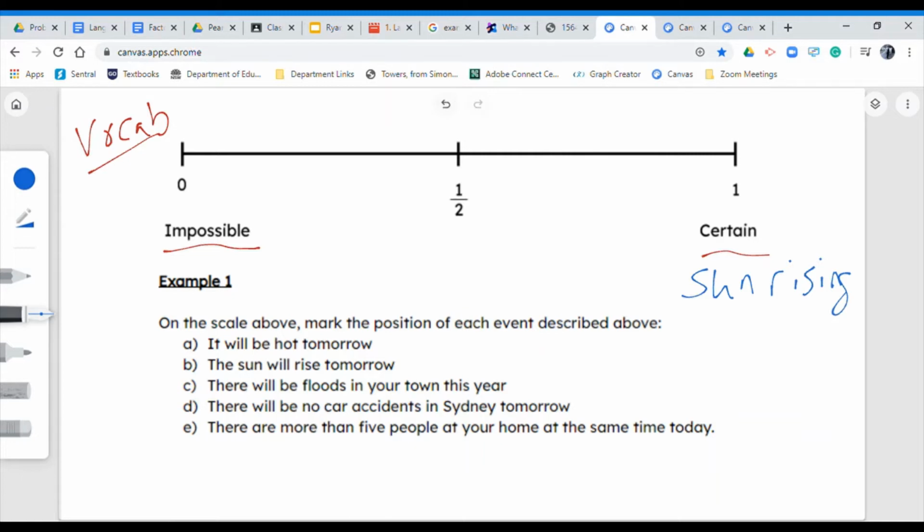Something that's impossible, something that will not happen, would be something like rolling an 8 on a standard die or 6-sided die. So those would be examples of something that's certain and something that's impossible.